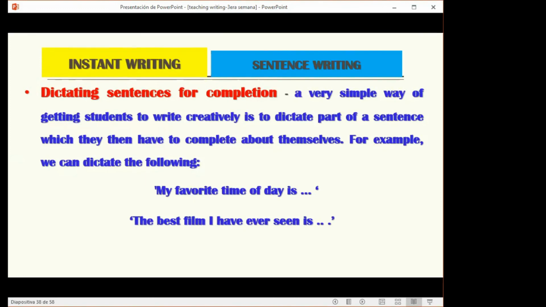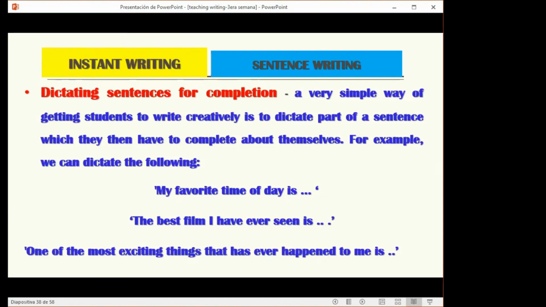for example, this kind of activity you also use for speaking, no? So you start the sentence and the student needs to complete it orally, but here they are going to do it in a written way. They need to write at the moment, immediately. So yeah, write it. Yeah, my favorite time of the day is when it's cold. Yeah, that's it. Oh, it's the evening, the morning. Notice, so they start writing. Instant writing.